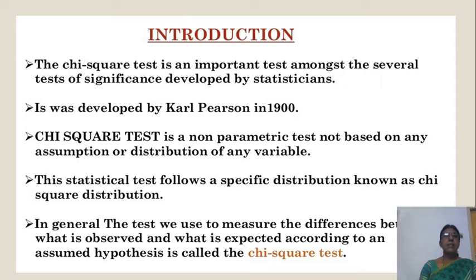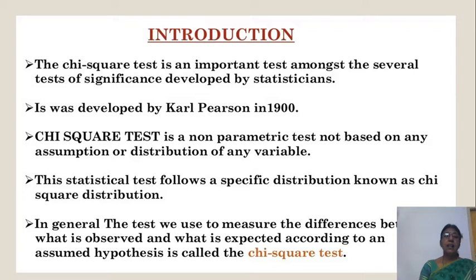The chi-square test is an important test amongst the several tests of significance developed by statisticians. It was developed by Karl Pearson in 1900. Chi-square test is a non-parametric test not based on any assumption or distribution of any variable. This statistical test follows a specific distribution known as chi-square distribution.